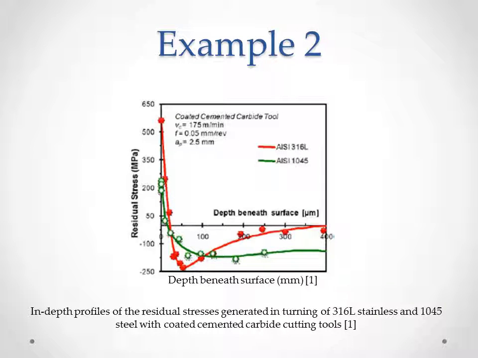Here's another example. We have in the red on the graph some 316 stainless. Again, in the green is the 1045, identical cutting tools and feed and speed rates. And the point of this graph is essentially the residual stress that's changing, as you can see there. We have very high stress at the beginning for both, but particularly for the stainless. And then it dips way down and comes back up. The point is we have this fairly substantial change in stress levels as we go down from the surface into the subsurface.